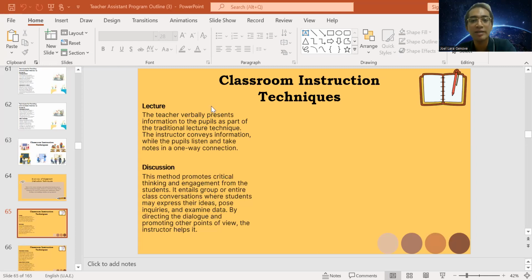And here are some classroom instruction techniques. This is page 65. Lecture. The teacher verbally presents information to the pupils as part of the traditional lecture technique. The instructor conveys information while the pupils listen and take notes in a one-way connection.